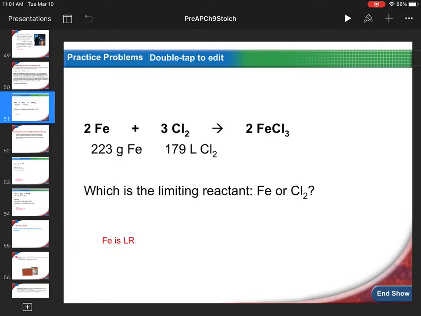If you want to use the mole ratios, that's fine. Don't feel attached to that. Do whatever's best for you.